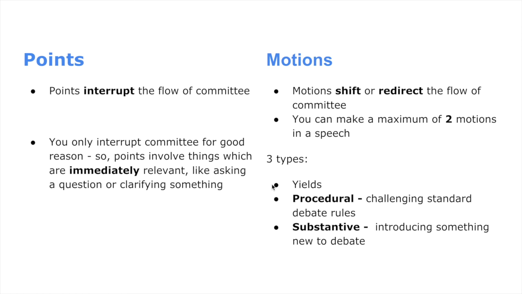Then there are procedural motions. And procedural motions, as you can expect, are about the procedure, the actual how the debate is carried out. So this is often if you want to change parliamentary procedure through something like a suspension of the rules, or also things like ending the debate in some sort of fashion.